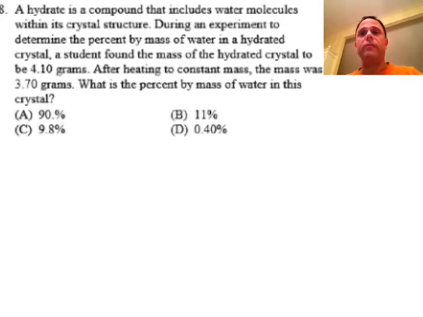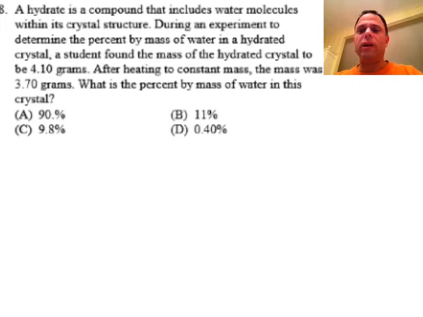And last, number 8. A hydrate is a compound that includes water molecules within its crystal structure. During an experiment to determine the percent by mass of water in a hydrated crystal, a student found the mass of the hydrated crystal to be 4.10 grams. After heating to constant mass, the mass was 3.70 grams. What is the percent by mass of water in this crystal?